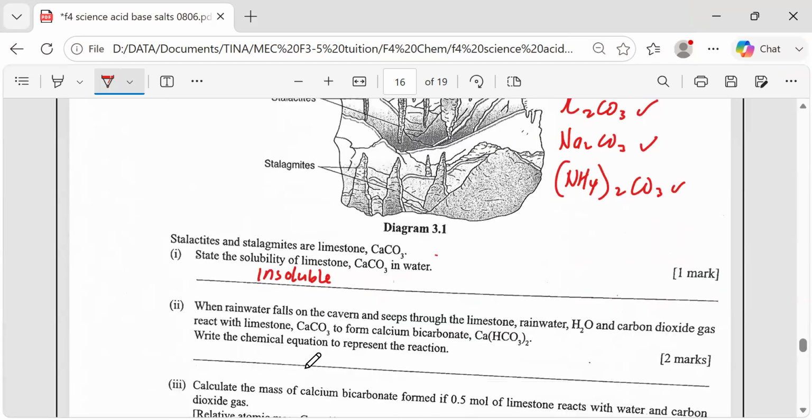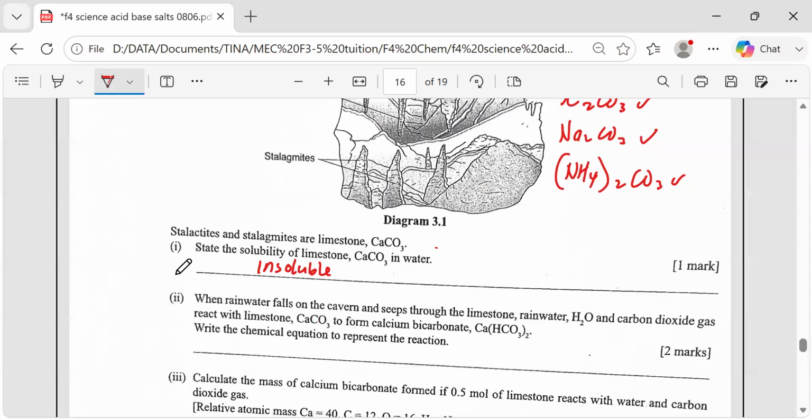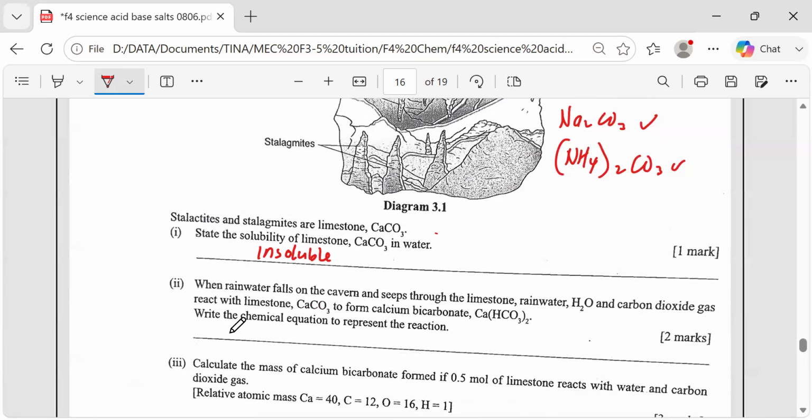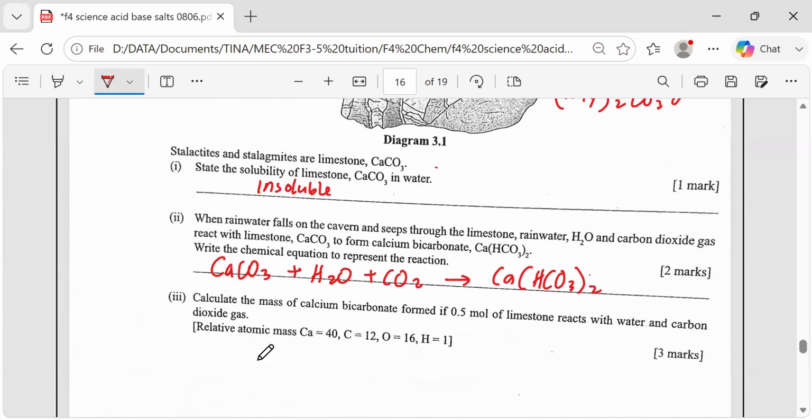When rainwater falls on the cavern, it seeps through the limestone. Water and carbon dioxide react to form calcium bicarbonate. Is it balanced? Two hydrogen, two hydrogen. One calcium, one calcium. Yeah, everything is balanced.